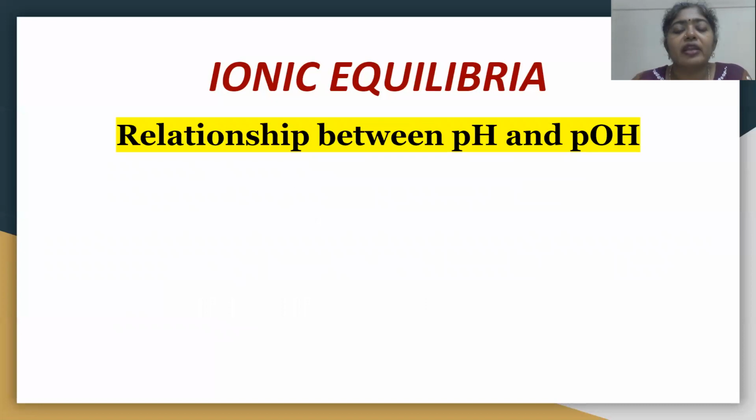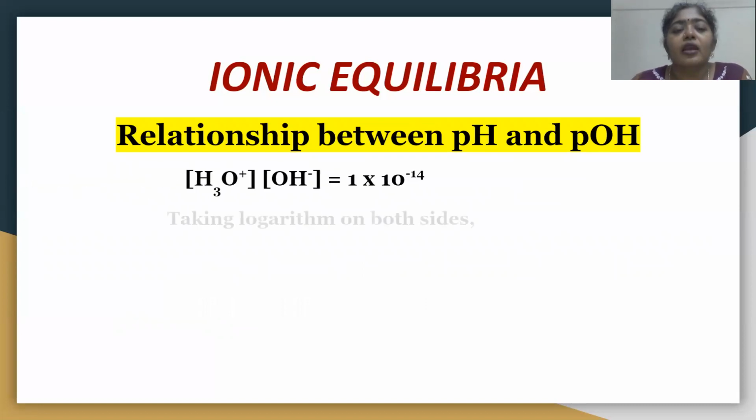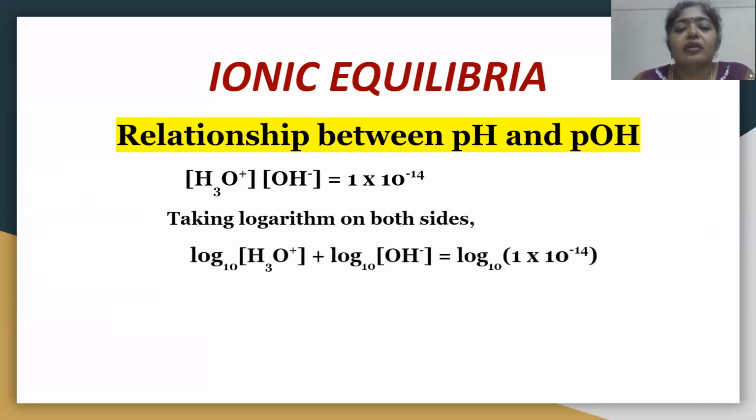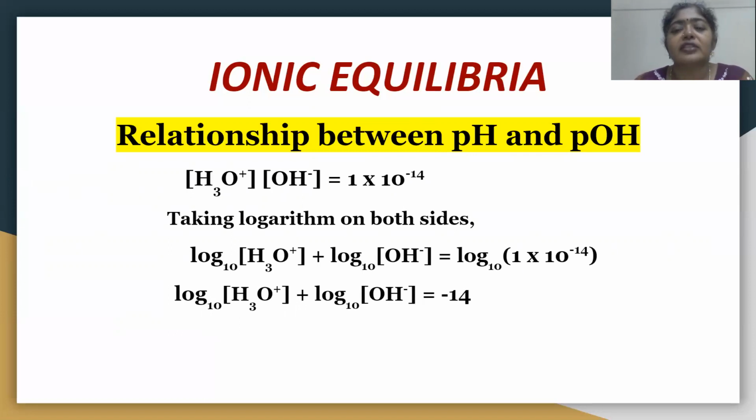So keeping this in mind, let us proceed further. It is seen that if you take the logarithm on both sides, you will have log of hydronium ion concentration to the base 10 plus log of OH minus ion concentration to the base 10 is equal to log of 1 into 10 power minus 14 to the base 10. Now we shall multiply the equation throughout by a minus sign. But before that, we can simplify this expression.